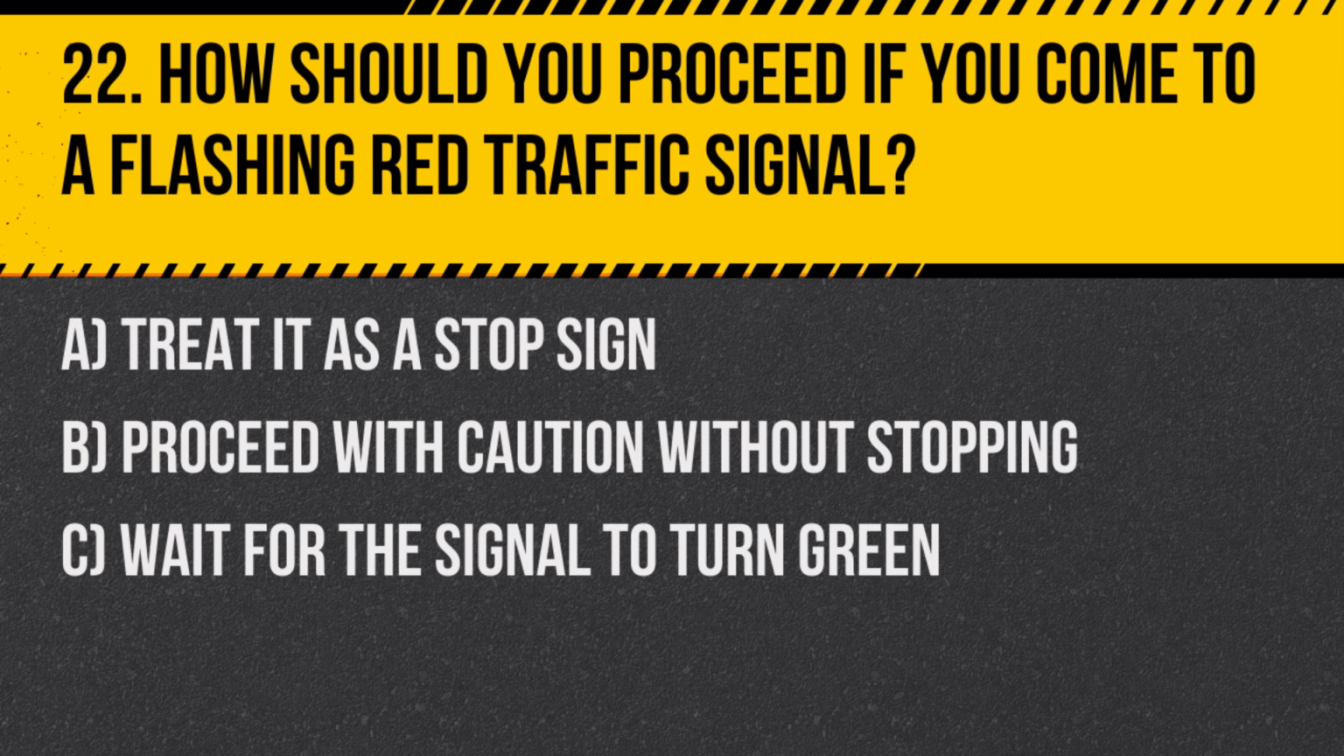Question 22. How should you proceed if you come to a flashing red traffic signal? A. Treat it as a stop sign. B. Proceed with caution without stopping. C. Wait for the signal to turn green. Answer. A. Treat it as a stop sign. A flashing red light means you must come to a complete stop and proceed only when it's safe.